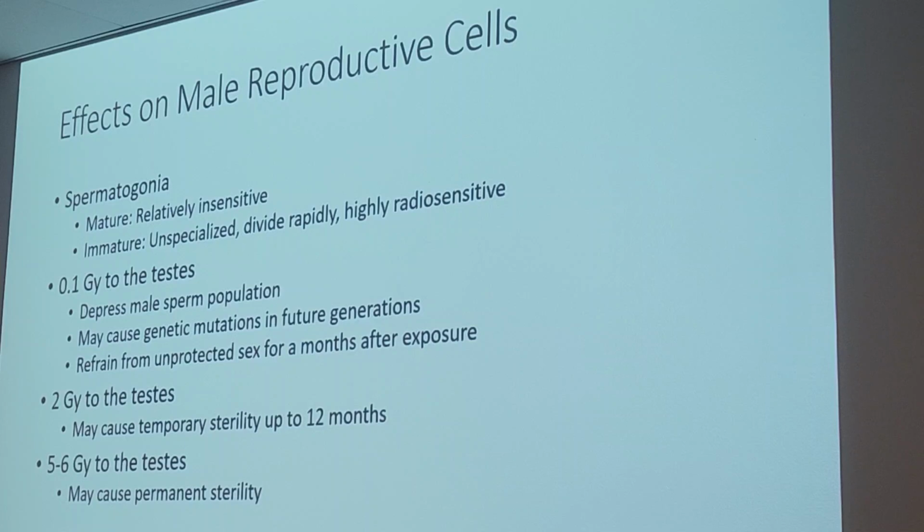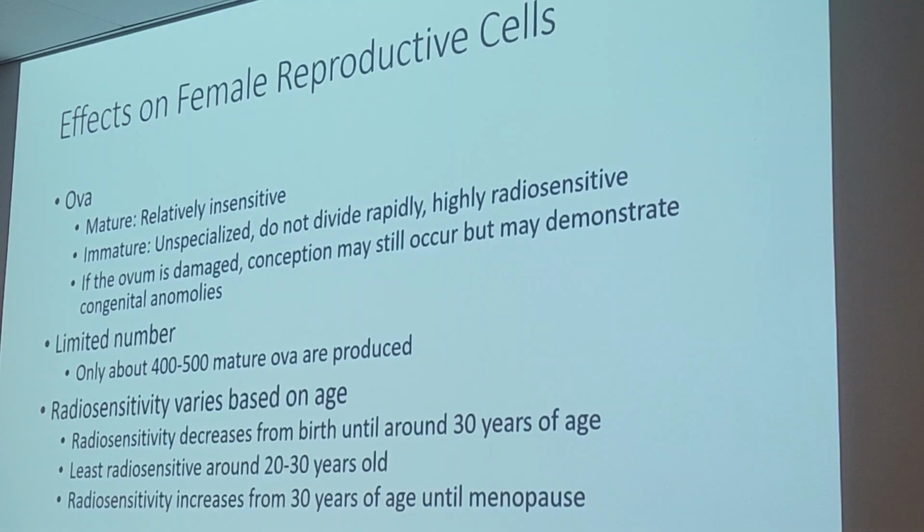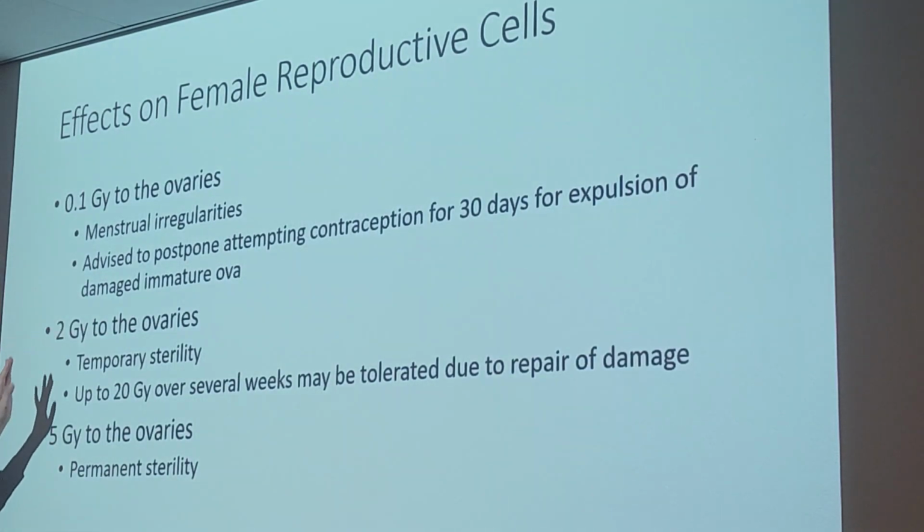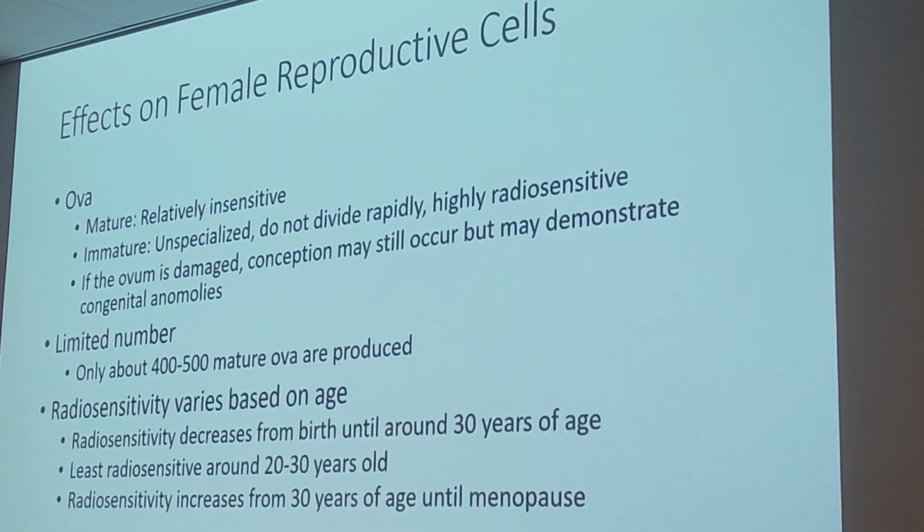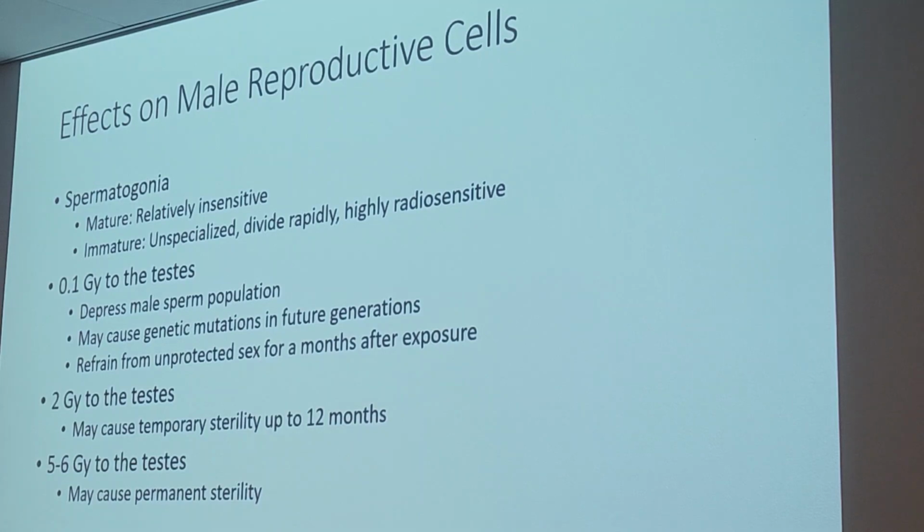And finally, the thing you've all been waiting for, reproductive cells. For males and females, you notice that the numbers are about the same. So 0.1 to 5 to 6, and then over here, 0.1 to 5 to 6. So numbers are pretty close. You really only need to memorize one set of numbers for reproductive systems overall, because they apply to both male and female.